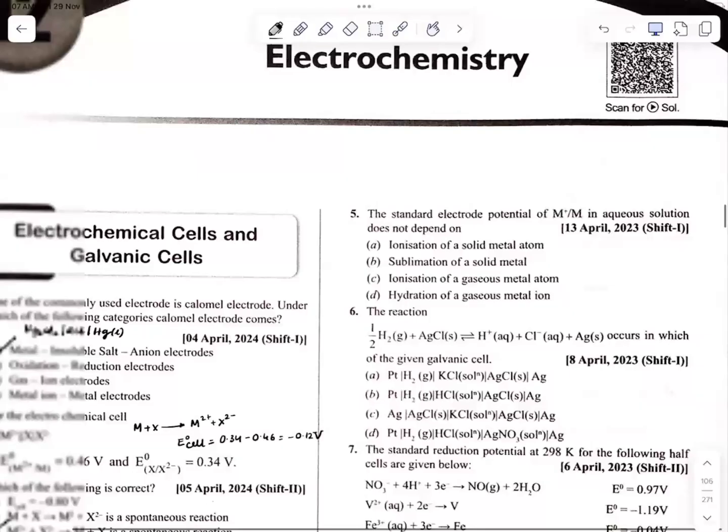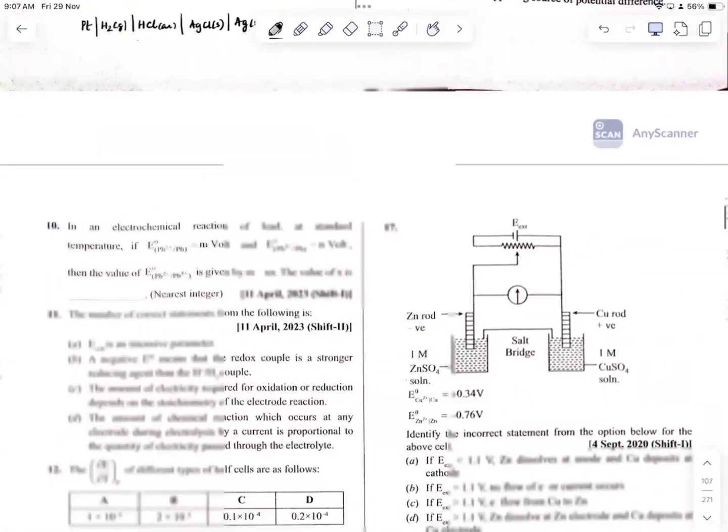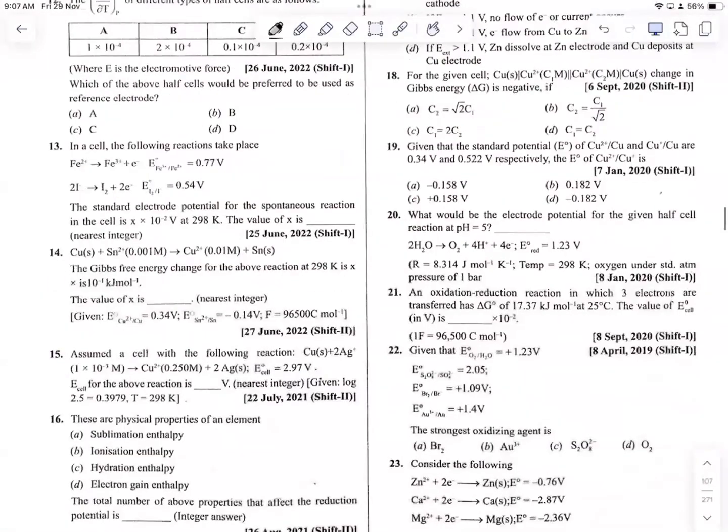Next, let us go to the next types where in recent times questions have been asked.